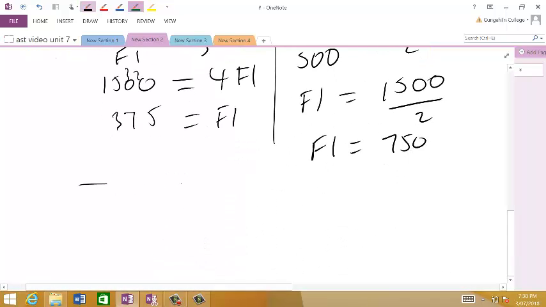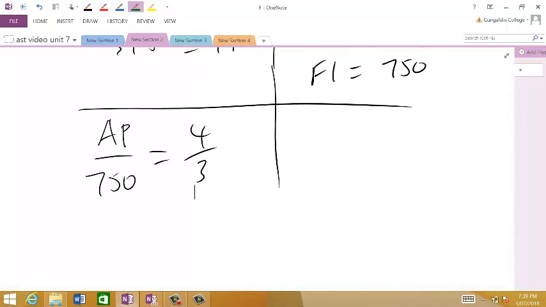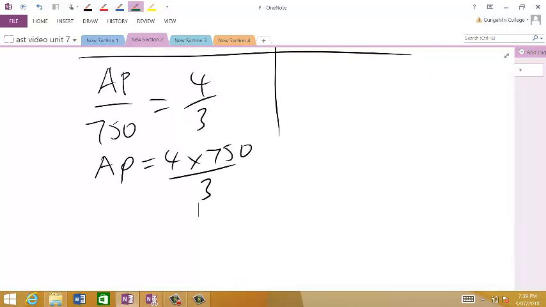Then we need to put that into this equation. So we have apricots over 750 equals 4/3. Okay, so then we're going to multiply by 750, so we have apricots equals 4 times 750 divided by 3. 750 is easily divided by 3, it becomes 250. 250 times 4 is 1000, so apricots equals 1000.